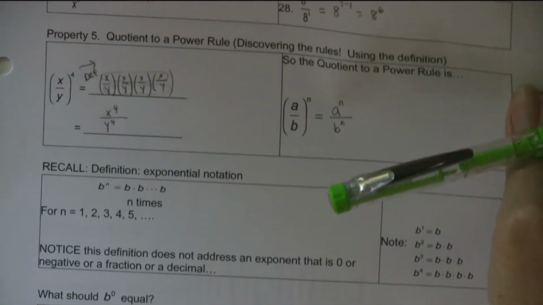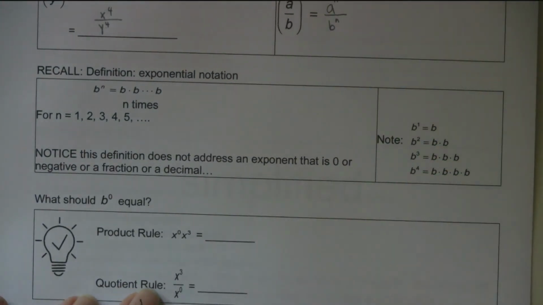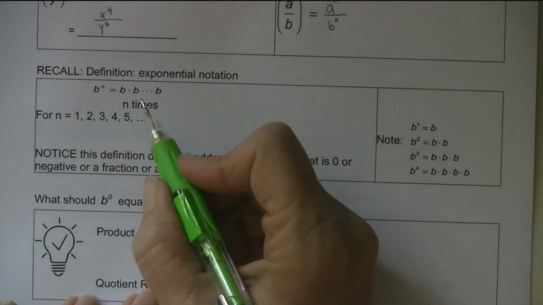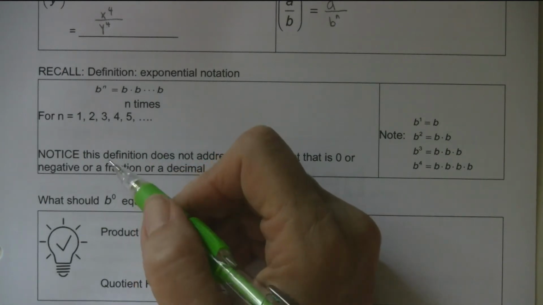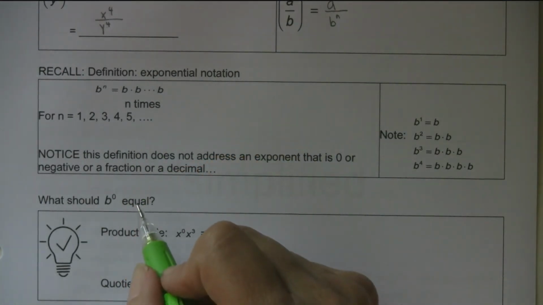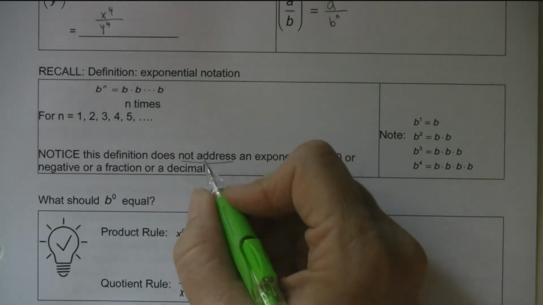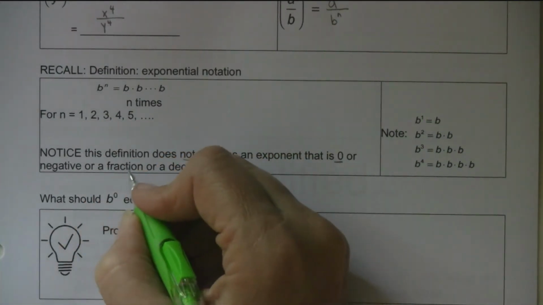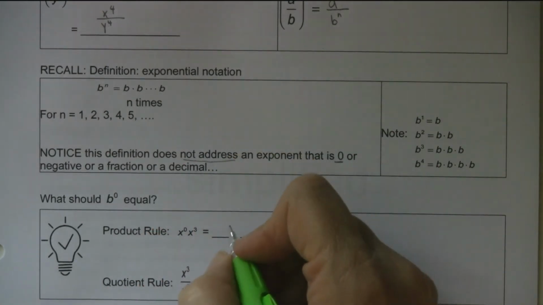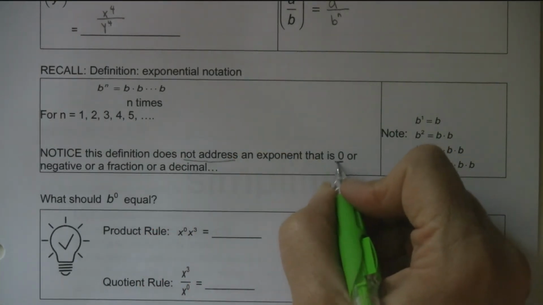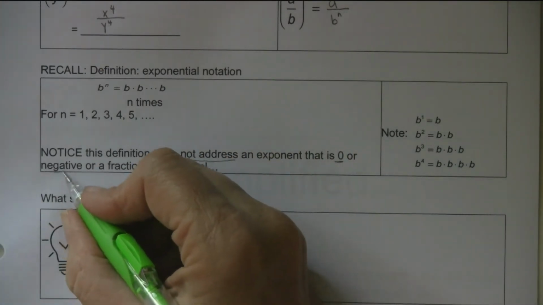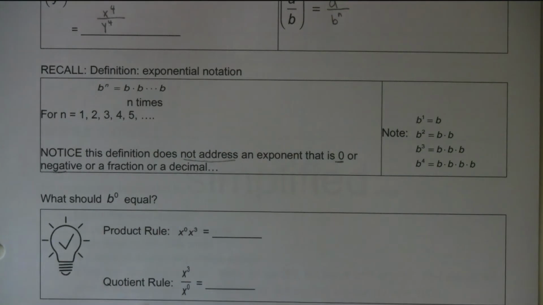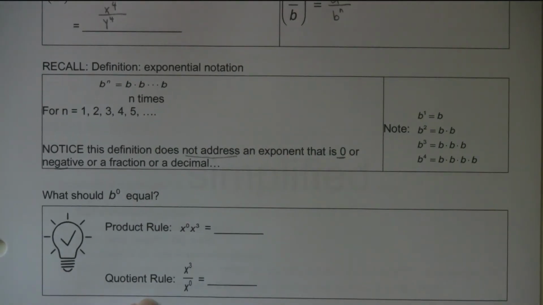And then I want you guys to recall, from when we talked about the definition in 4.1, that the definition did not address what to do if your exponent n was 0 or a negative or a fraction or a decimal. Now we're going to deal with what if it's 0 right now. And in a minute, we're going to deal with what if it's negative. And if it's a fraction or a decimal, we're going to deal with that in a future chapter. I'm not sure if it's 8 or 9. And if you told me it was 7 later on, I'd say, oh, okay, sorry.